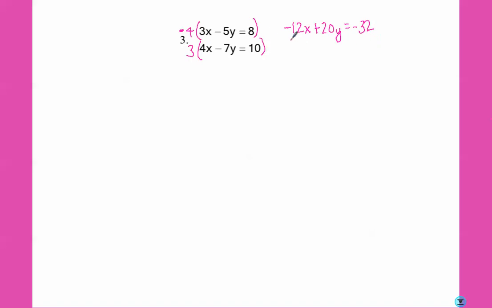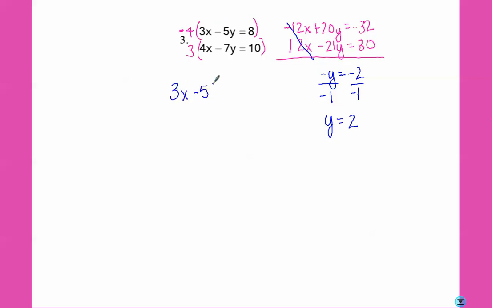And then my second equation would become 12x minus 21y equals 30. So if I combine them, negative 12x and 12x cancel out. 20y minus 21y would be negative y, and negative 32 and 30 would be negative 2. So to get y by itself, we're going to divide both sides by negative 1, and I get that y equals 2. Now plug back in.